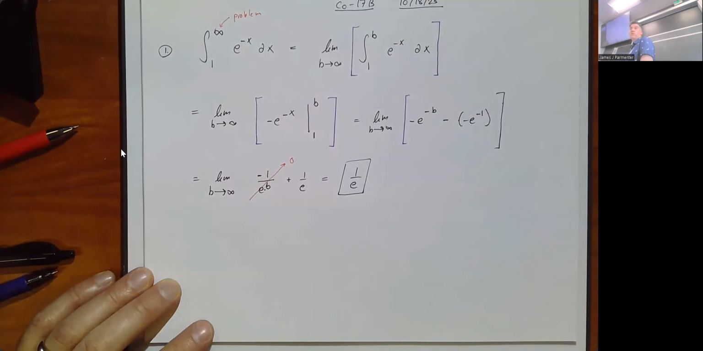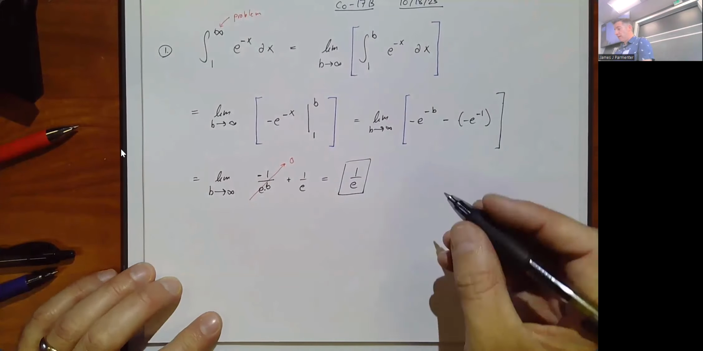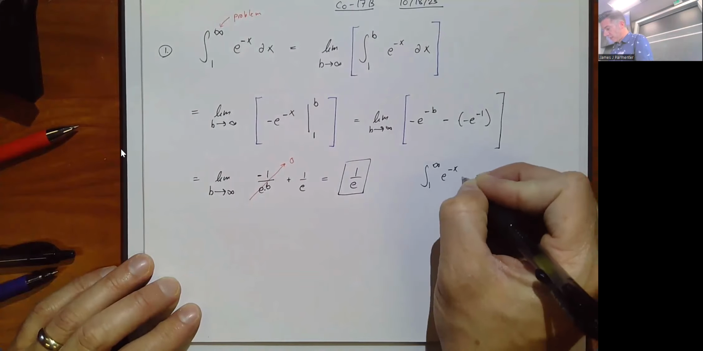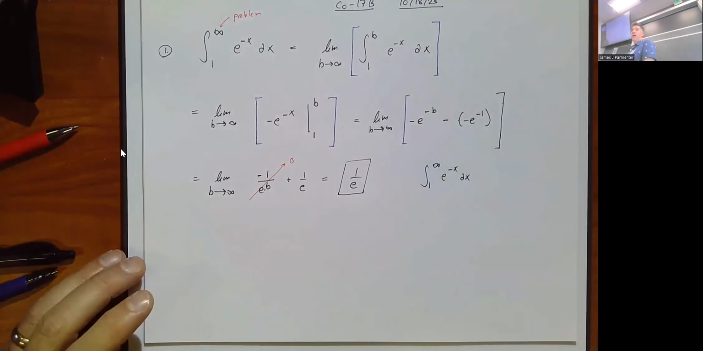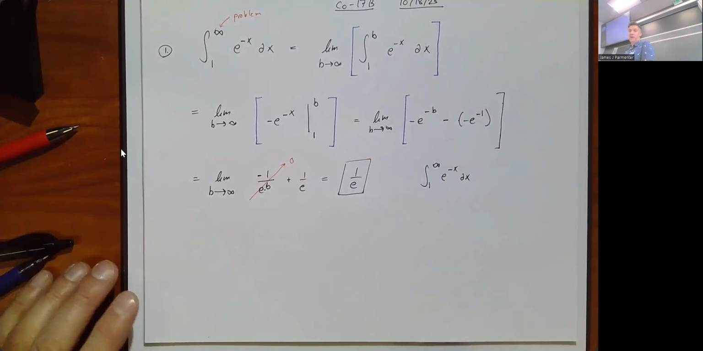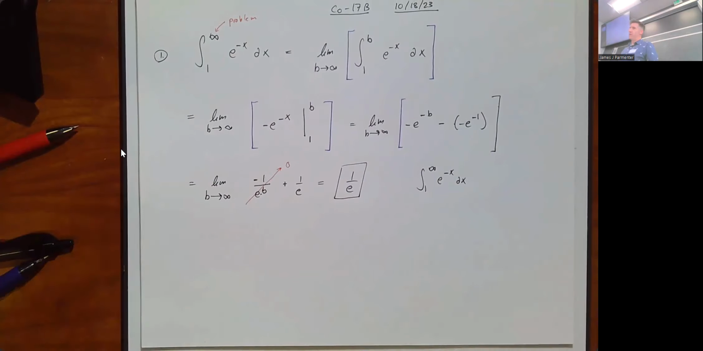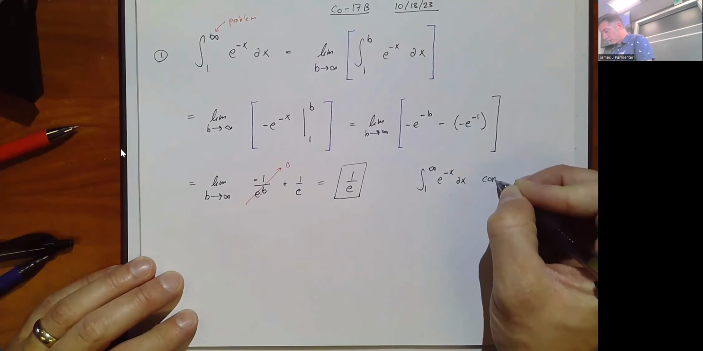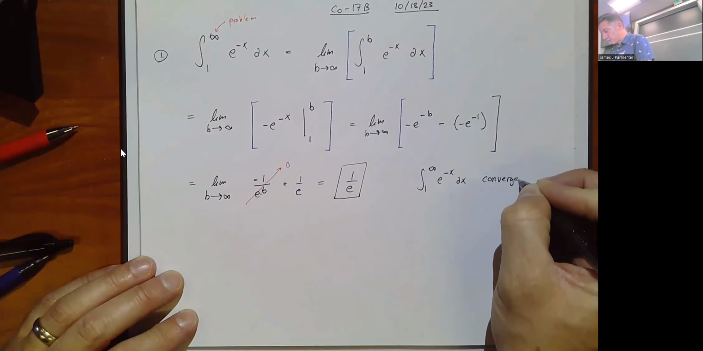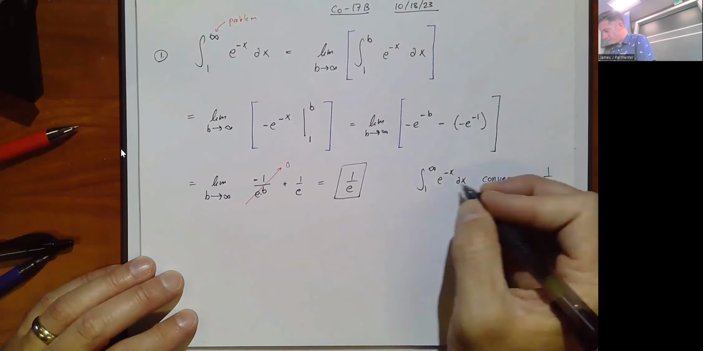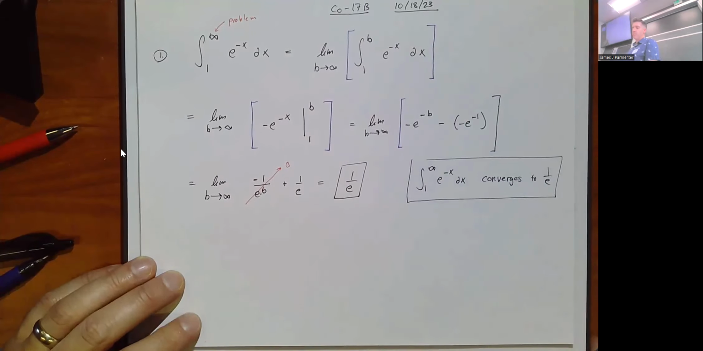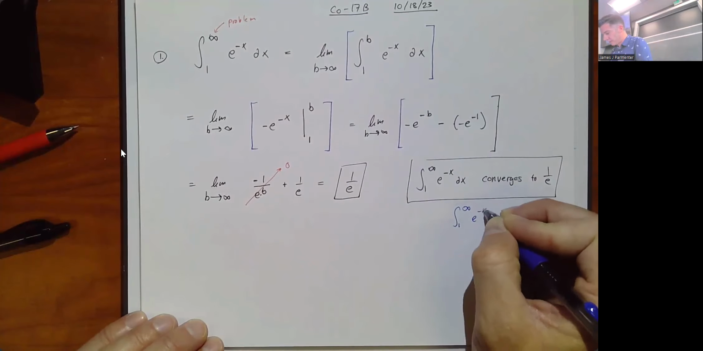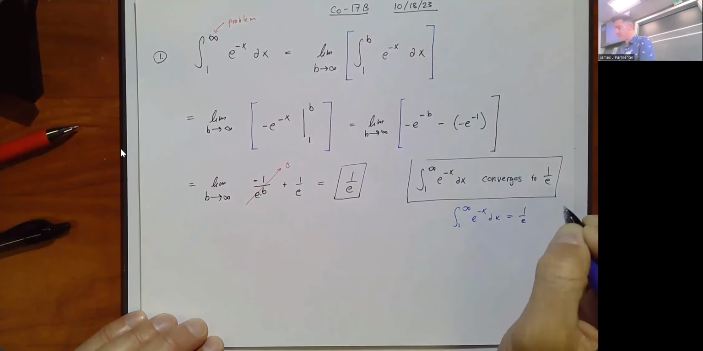And then the words we should write, or at least think about, is that the integral from 1 to infinity of e to the negative x dx, it's okay to write that it's equal to 1 over e, and people will all the time, but the more correct thing to say is that this integral converges to 1 over e. But people are going to write that the integral from 1 to infinity of e to the negative x dx just equals 1 over e.